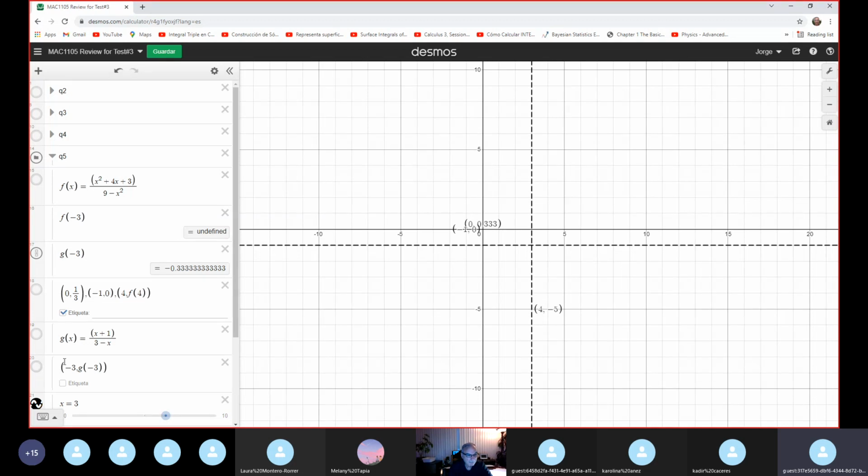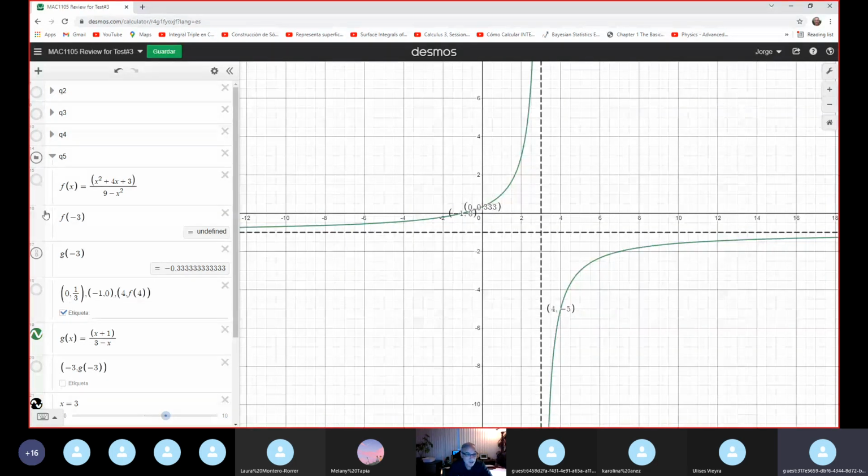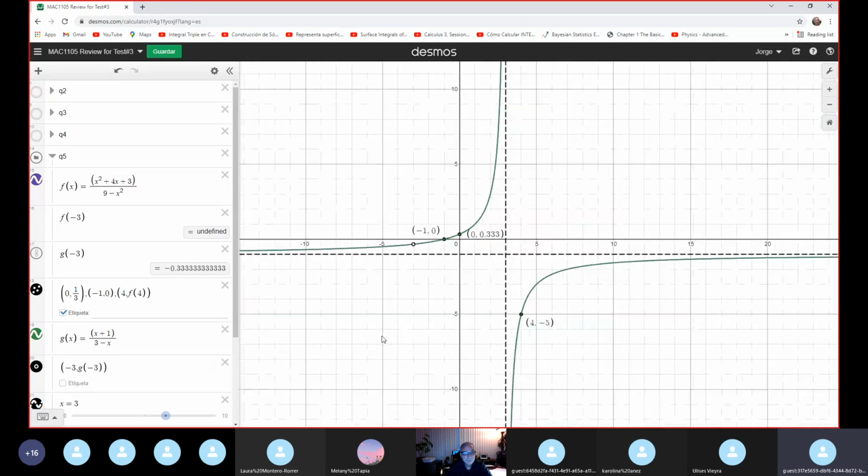This in green color is the new one without the hole. Okay, it's exactly the same. They are equivalent, look, except for the hole. Okay, the hole is this. Boom, boom. Do you see that or no?